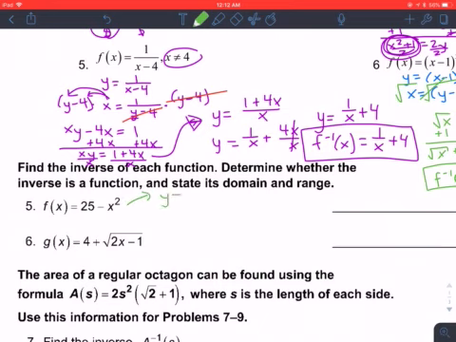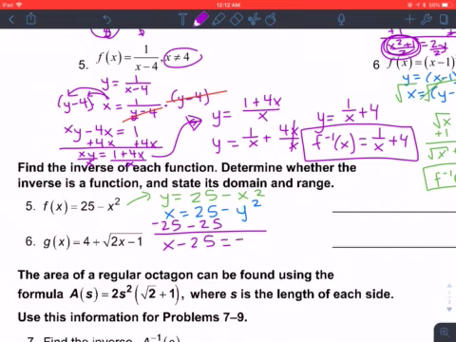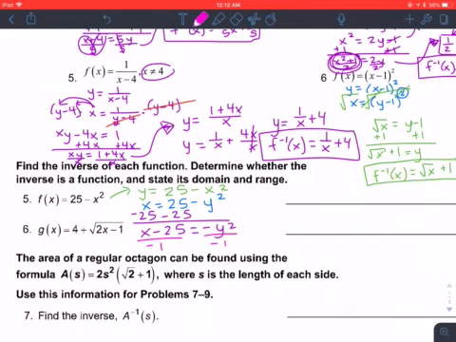We're going to write this as y equals 25 minus x squared. Okay, then we're going to switch x and y, and then solve for y. I'm going to get rid of that 25 first. So x minus 25 equals negative y squared. Let's get rid of the negative. Divide by negative 1 on both sides. So that becomes negative x plus 25 equals y squared.